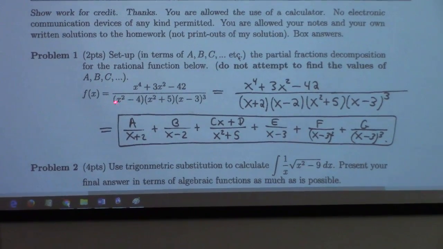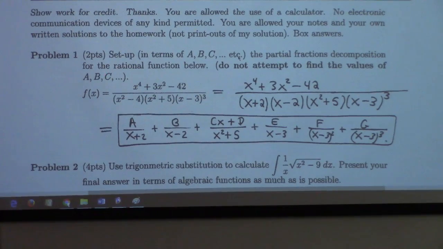First of all, set up in terms of A, B, C. Partial fractions decomposition. So basically the point here is this can be factored. That's x minus 2 times x plus 2. Factoring matters. So this gives me x plus 2, x minus 2. The x squared plus 5 gives me the Cx plus D over x squared plus 5. And this guy gives me these three characters right here. That is the partial fractions decomposition. There you have it. Any questions?